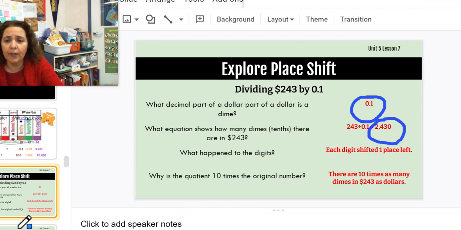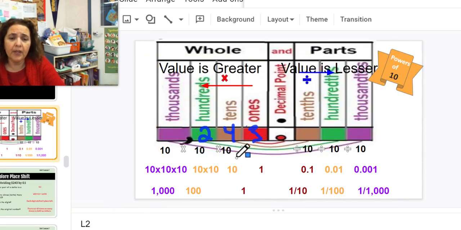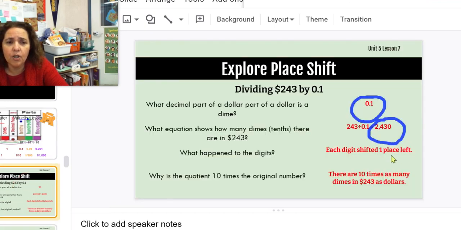And if we look at our place value chart here, I went ahead and put my 243 in my place value chart. Now think about it. It's going to get bigger because each $1 is being split up into 10. So 243, they're all being split up into 10. So we're going to increase it by one place value. The 2 is going to shift there, the 4 will shift here, and the 3 will shift there. That's why we are getting 2,430. In essence, you're breaking it apart into smaller pieces.